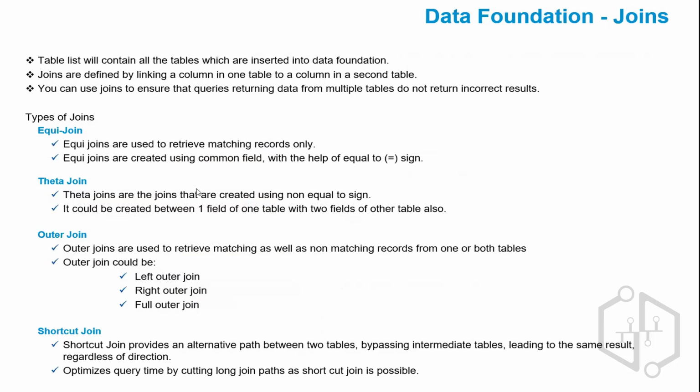Joins means we will join one table with another table. Equi joins are used to retrieve matching records only. So whatever is matching from both the tables, we will get only that as output. Outer joins are left outer join, right outer join, and full outer join. If we select left outer join, whatever is matching from the right table and everything from the left table will come into the output.